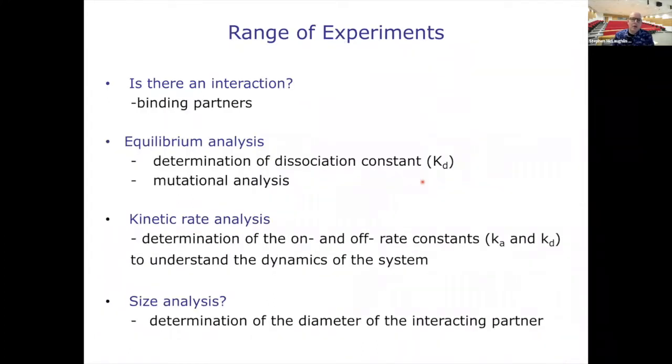So why would you want to measure interactions between two macromolecules? One reason is to see whether they interact or not. You might want to ask how strongly they bind, and find what the dissociation constant is. You may want to probe the interface by doing mutational analysis and seeing how that affects the dissociation constant. You might want to look deeper at the on and off rates to understand the dynamics of the system. And with the switch sense, you can also determine the size of the interacting partner.